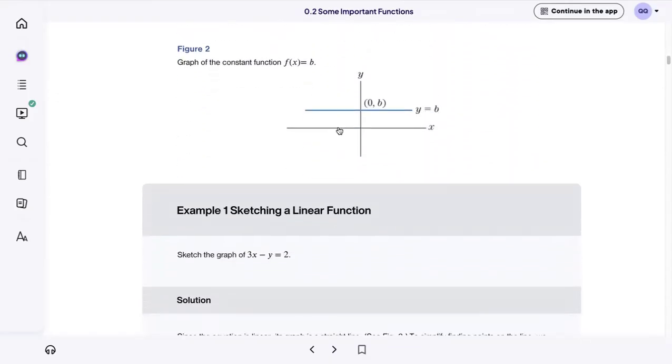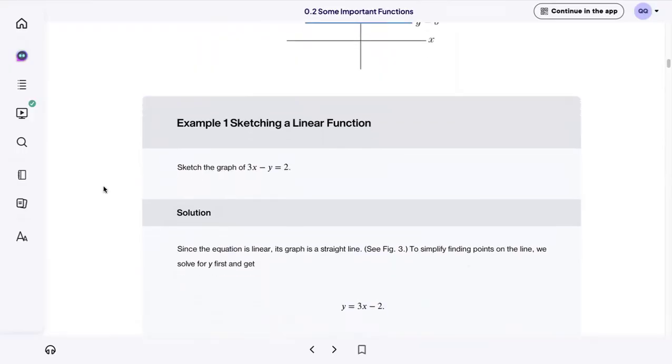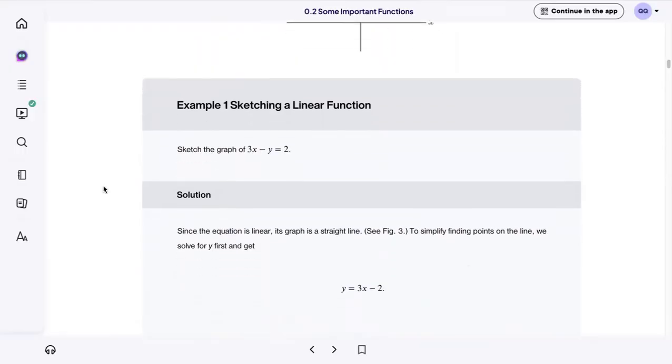And then y = b is a horizontal line. So x equals some number is a vertical line. y equals a number is a horizontal line because it is independent of the x value. So y always equals b in this case. And y = b is a function. It's called a constant function. But x equal to a value is not a function. It's just an equation.